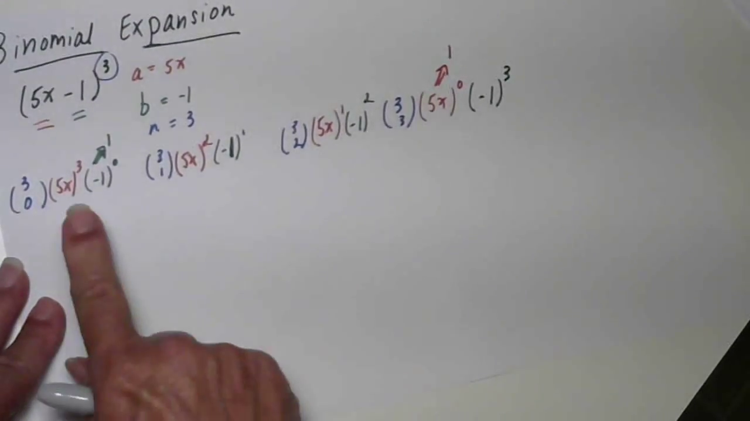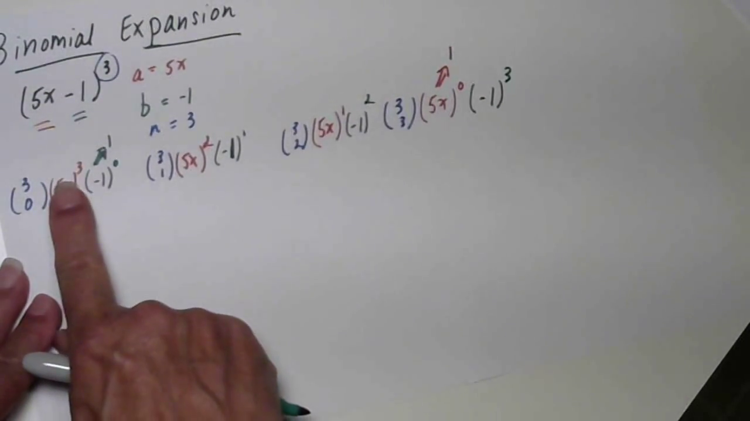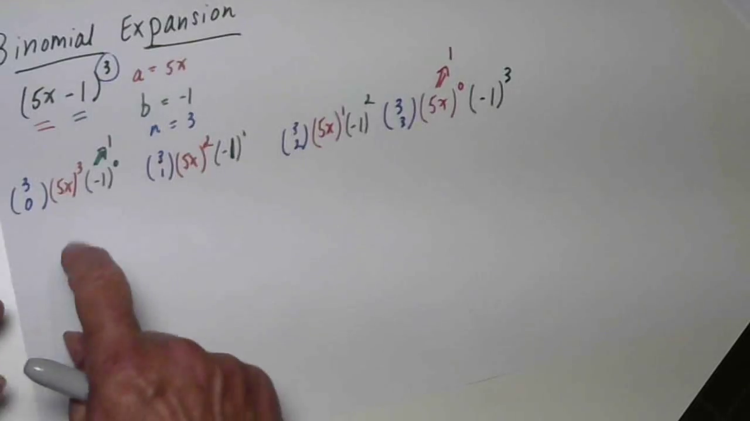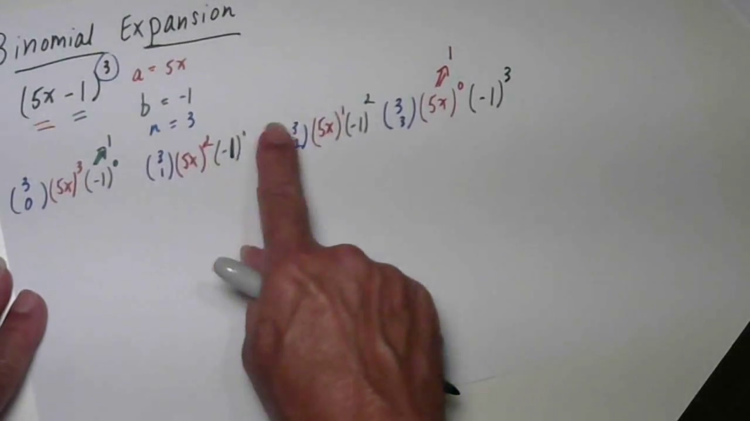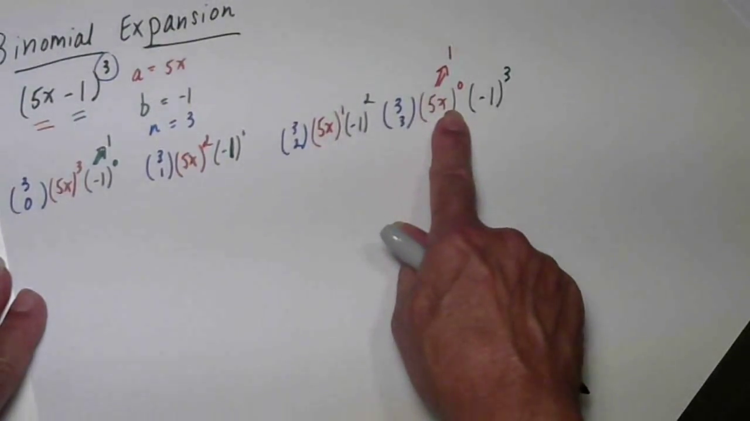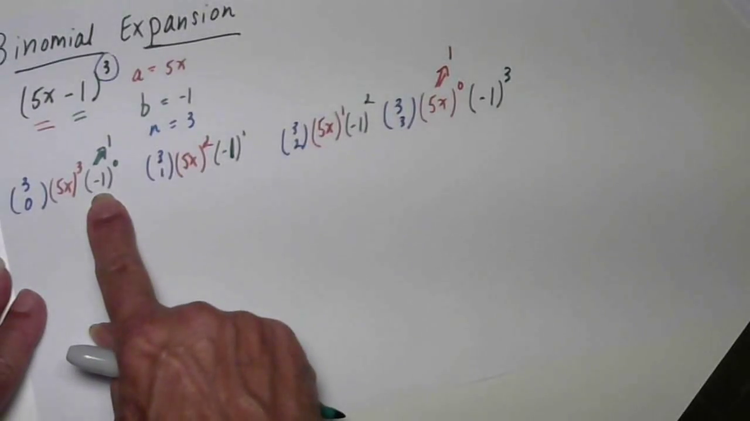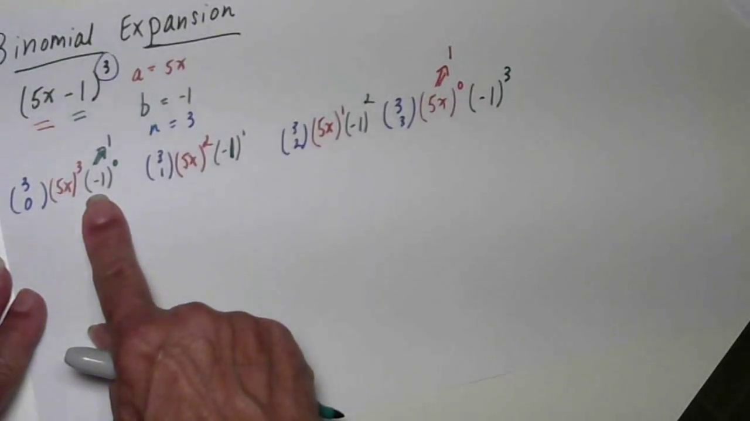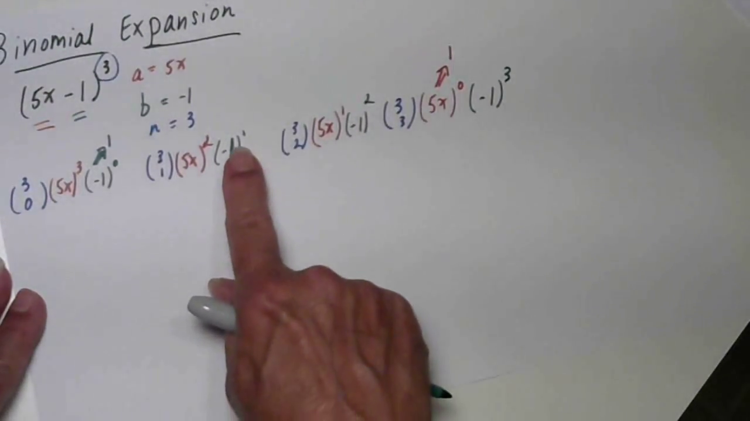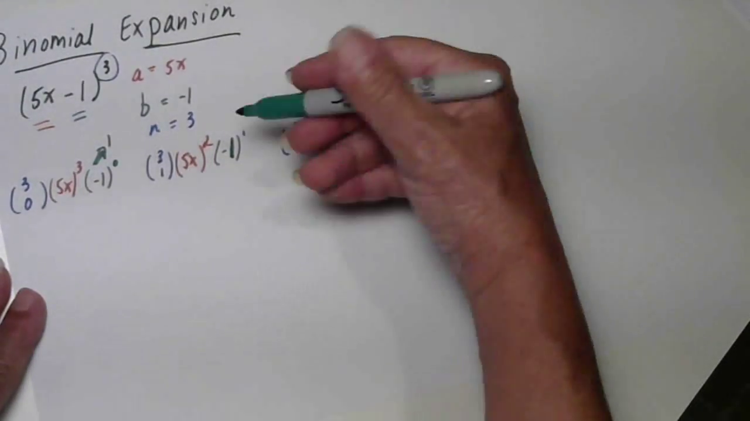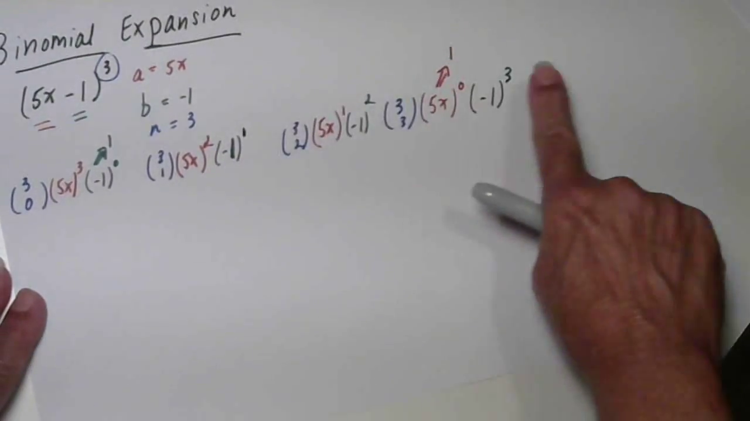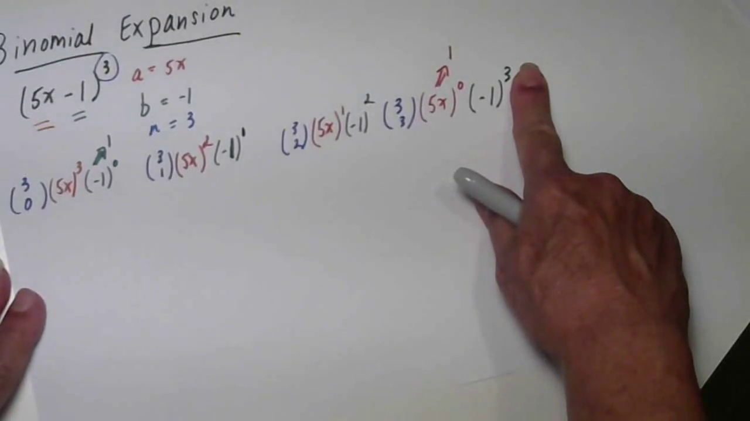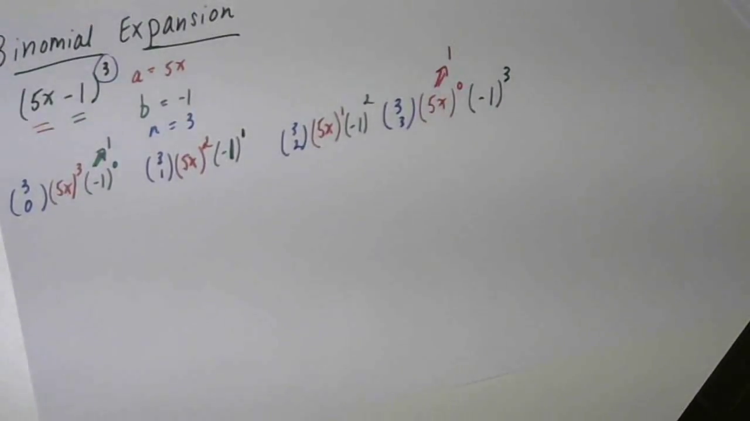So notice the pattern. A decreases, the exponent decreases, starts out the biggest it can, and decreases by 1 till it disappears. Our B has disappeared in our first term, and then its exponent increases by 1 in each subsequent term until in the last term it's as big as it's going to get.